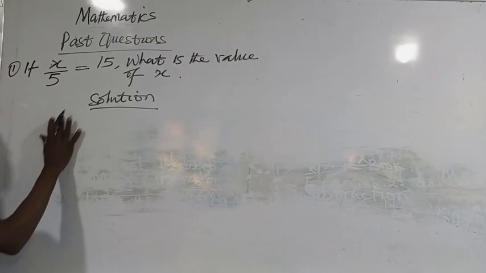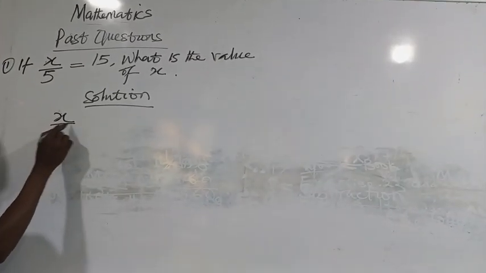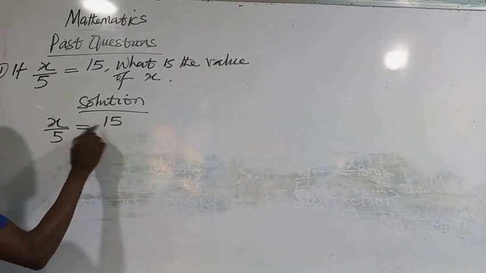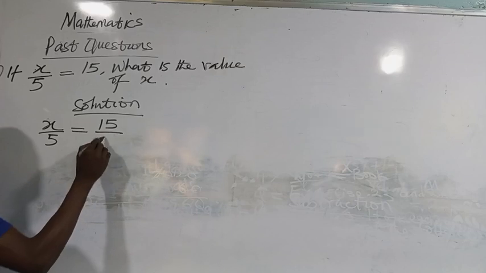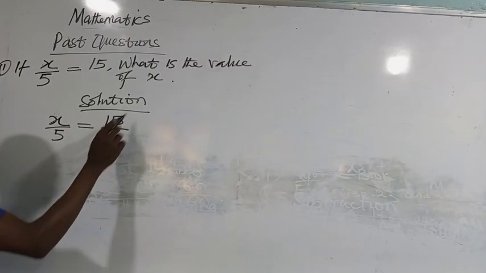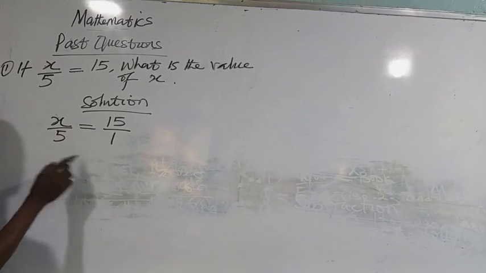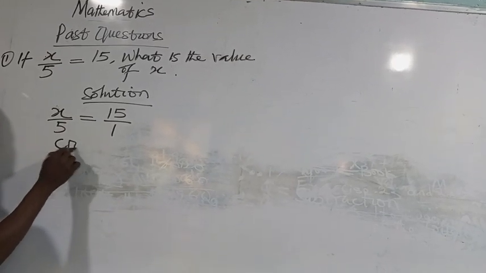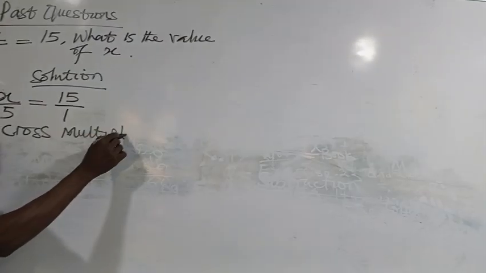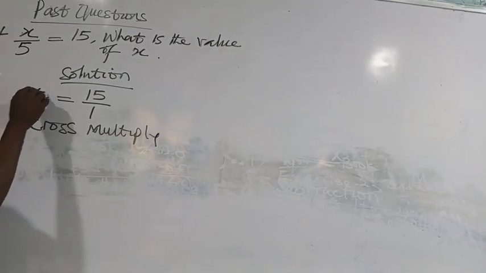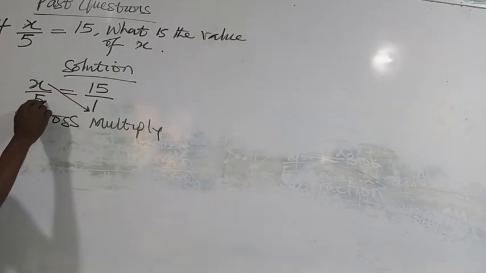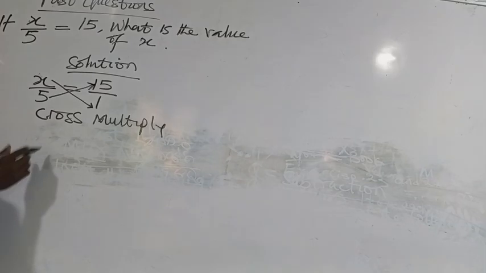Now x over 5 equals 15, and at the same time you can say 15 over 1. 15 over 1 will give you the same 15. So from here, what we will do is to cross multiply. You cross multiply, x will multiply 1 and 5 will multiply 15.